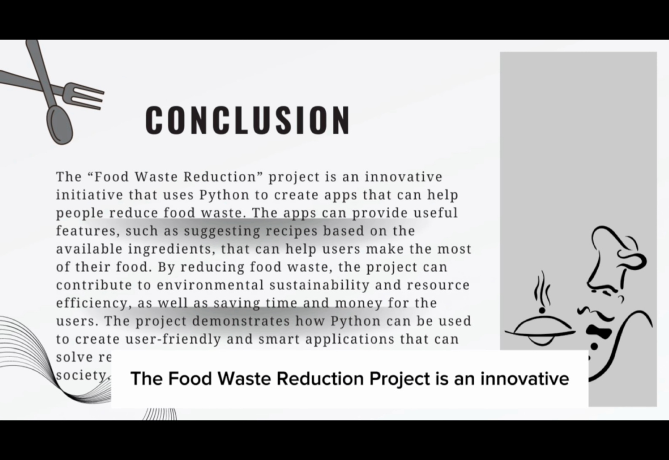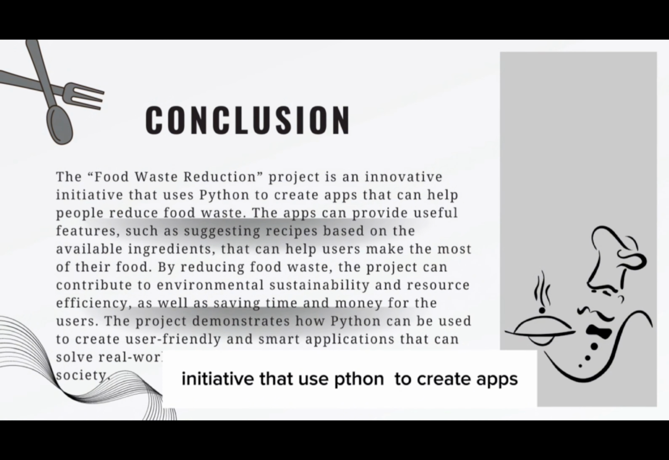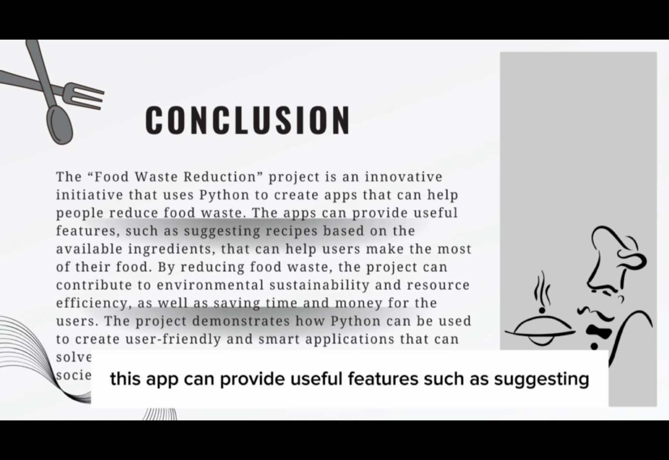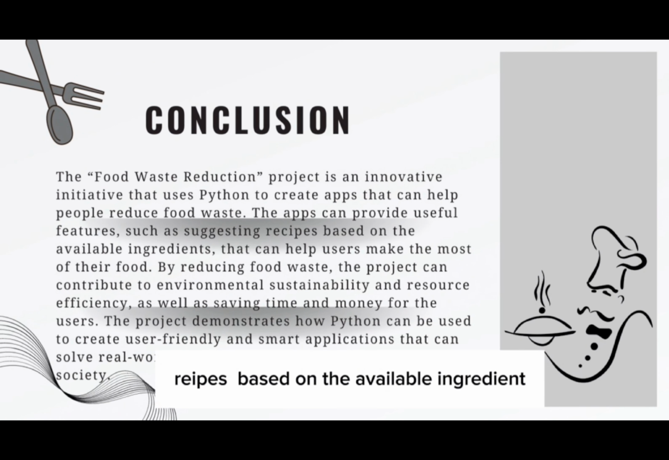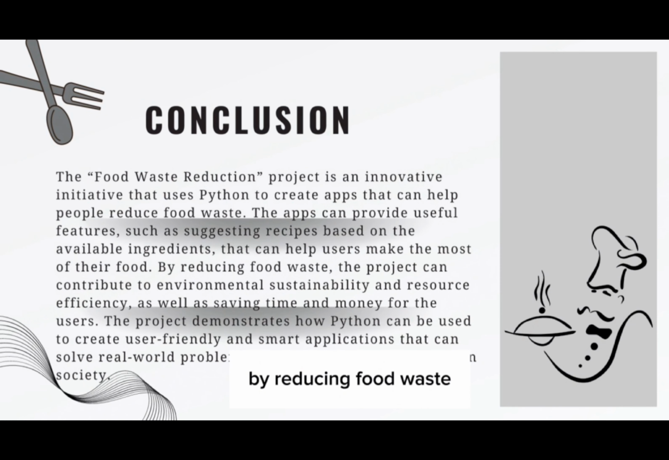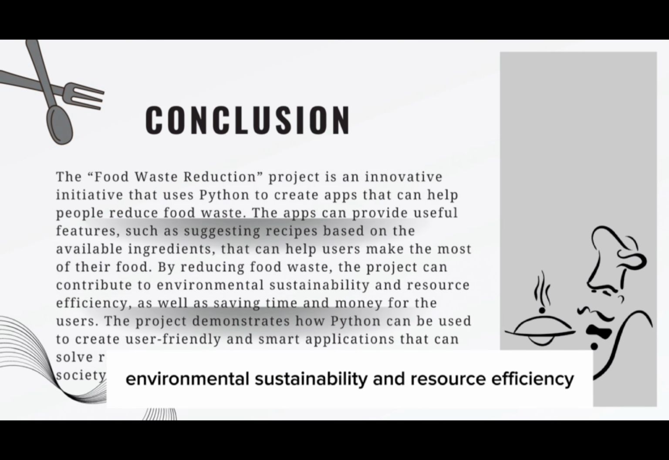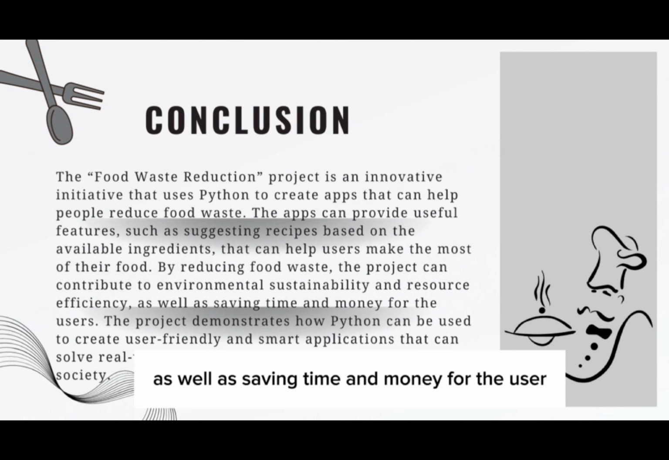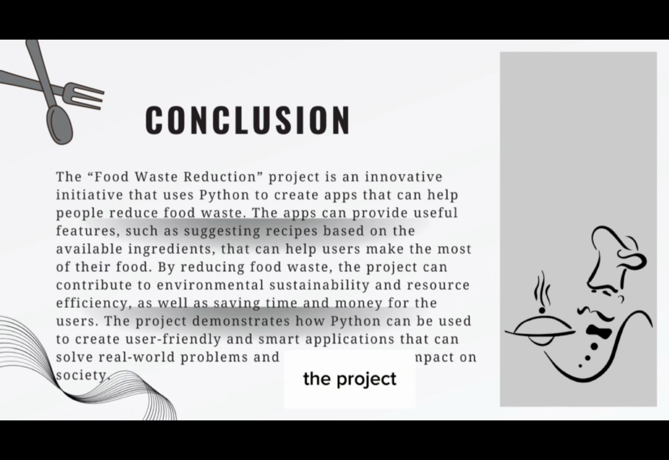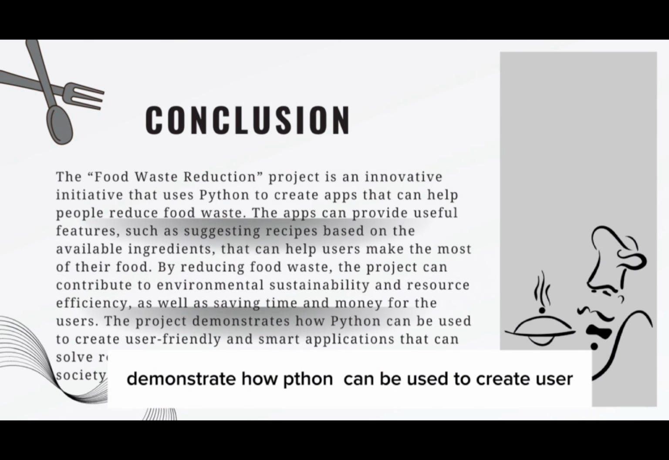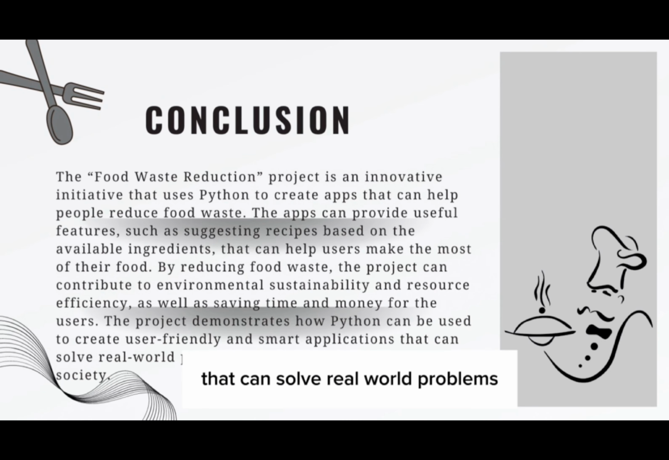Conclusion: the food waste reduction project is an innovative initiative that uses Python to create an app that can help people reduce food waste. This app can provide useful features such as suggesting recipes based on the available ingredients that can help users make the most of their food. By reducing food waste, the project can contribute to environmental sustainability and resource efficiency, as well as saving time and money for the user. The project demonstrates how Python can be used to create user-friendly and smart applications that can solve real-world problems and make a positive impact on society.